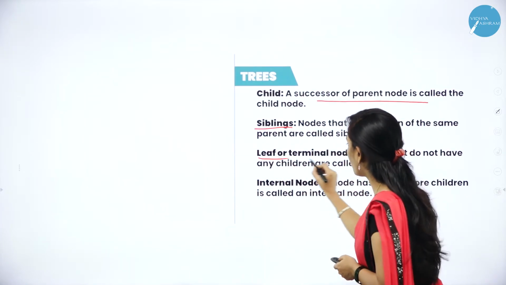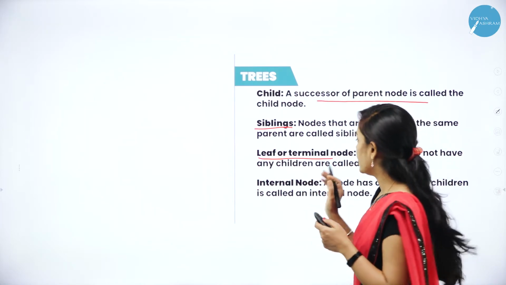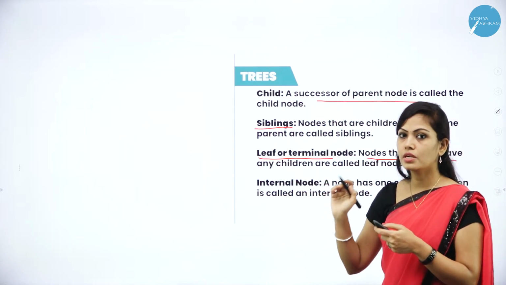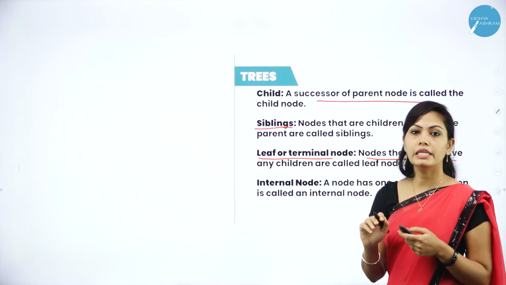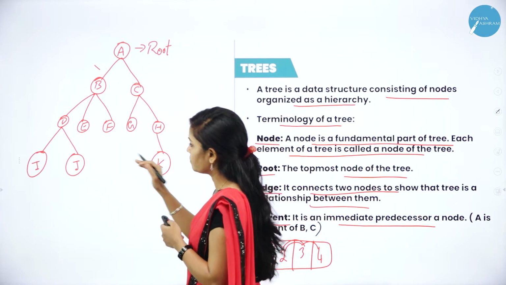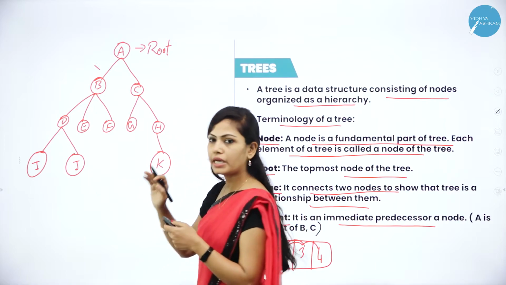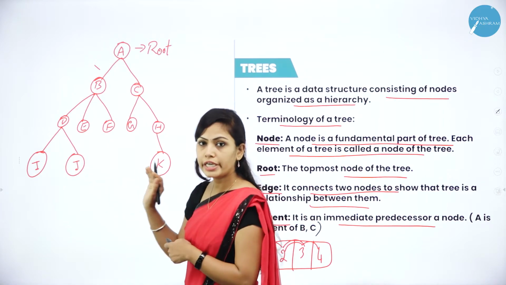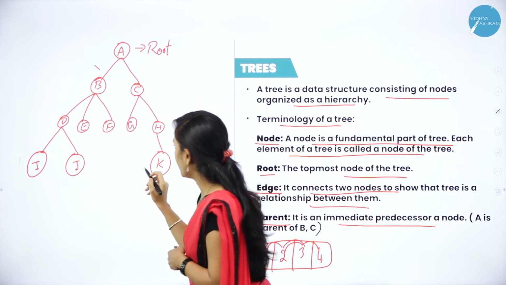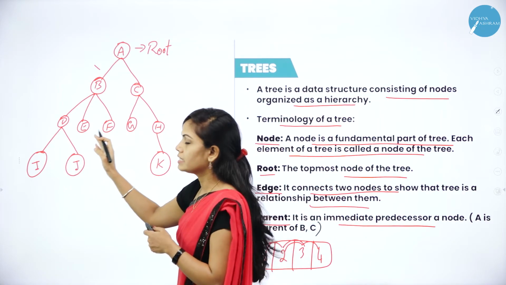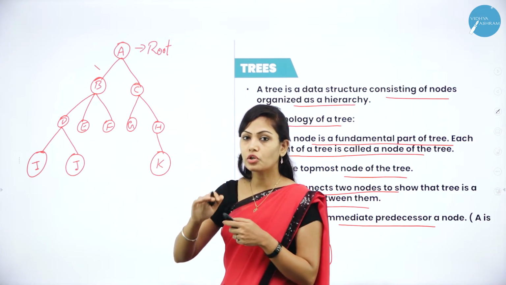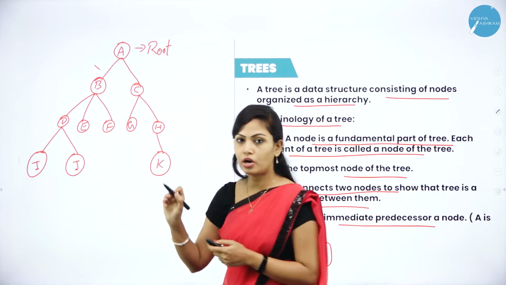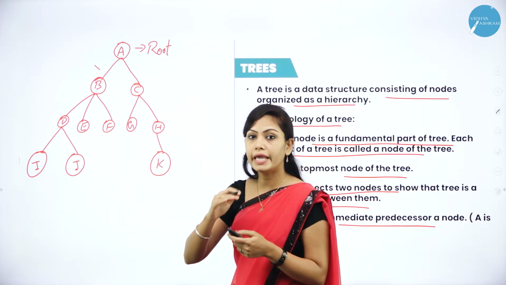And leaf, or terminal node, or external node. Nodes that do not have any children are called leaf nodes. E, F, I, J, K do not have any children, right? Then we call them leaf nodes or external nodes. So E, F, I, J, K are called leaf nodes, the nodes which do not have any child.